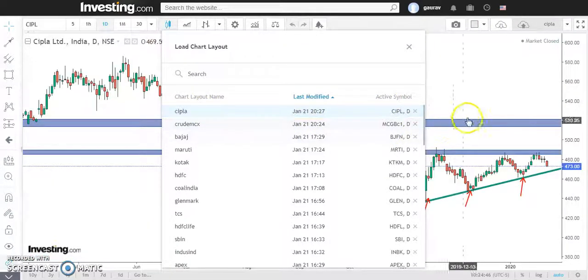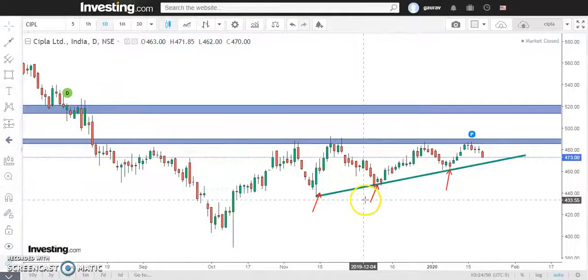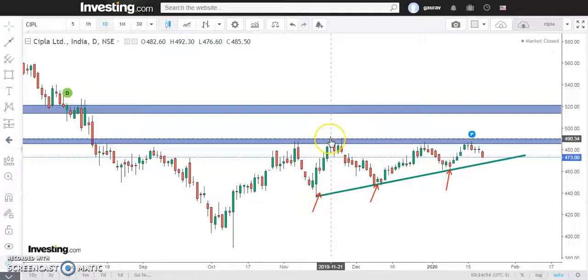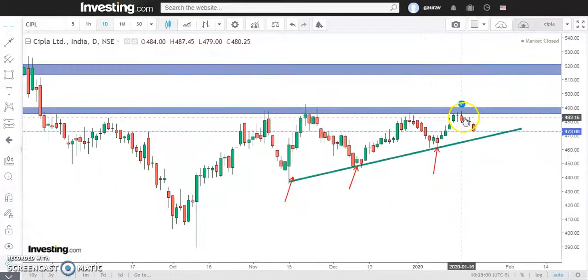One of them is Cipla. Look at this. Cipla is trying to form an ascending triangle. It comes to this trend line and tries to make a high, then again. If this breakout happens, it can go towards 512, 520.